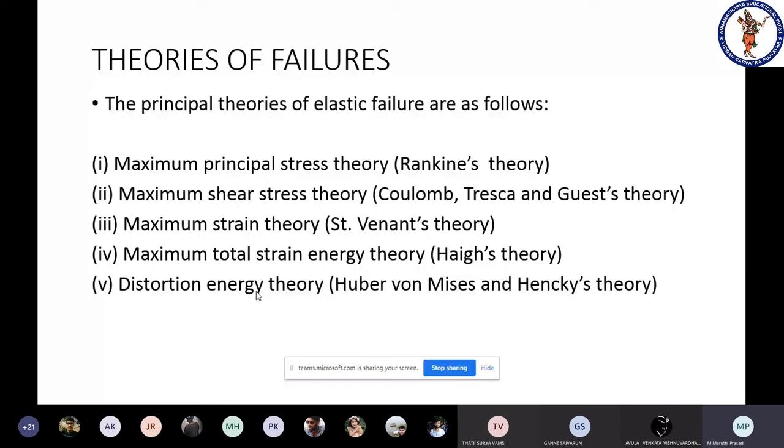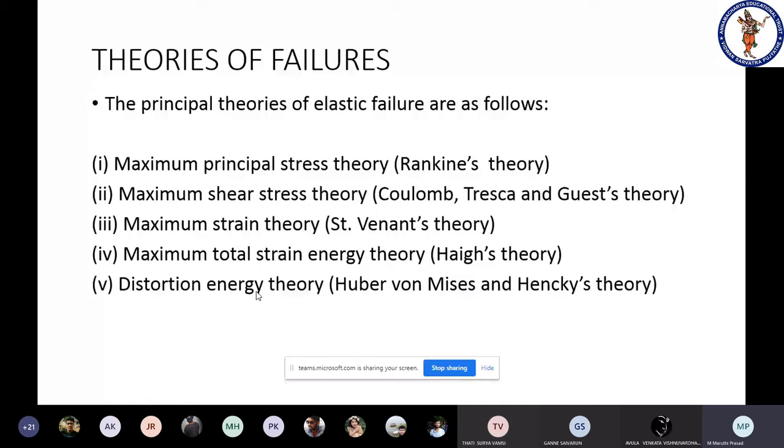So whatever equations we are going to get by using these theories of failure, they are a combination of principal stresses, constants, and a few mechanical properties. When we observe the first part of these equations, maximum principal stress, maximum shear stress, maximum strain theory, total strain energy, and distortion energy theory, these are the key elements in that failure.